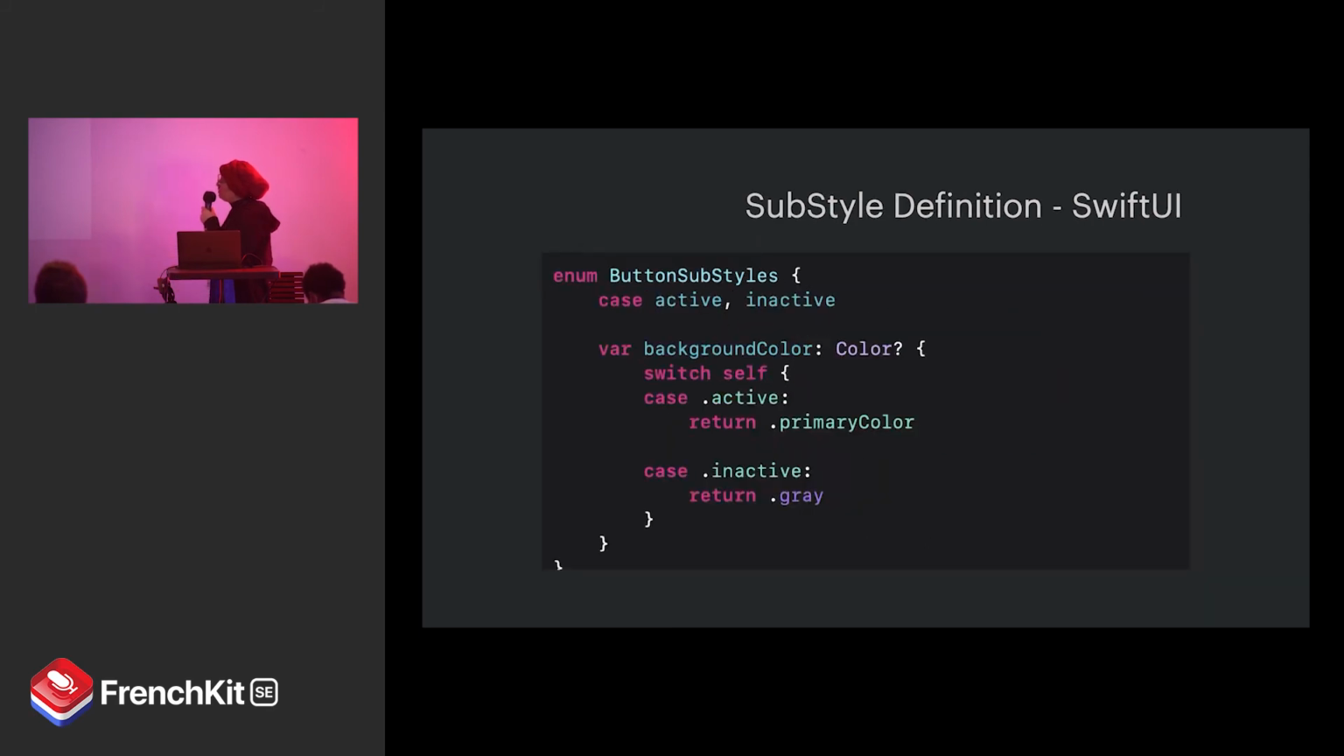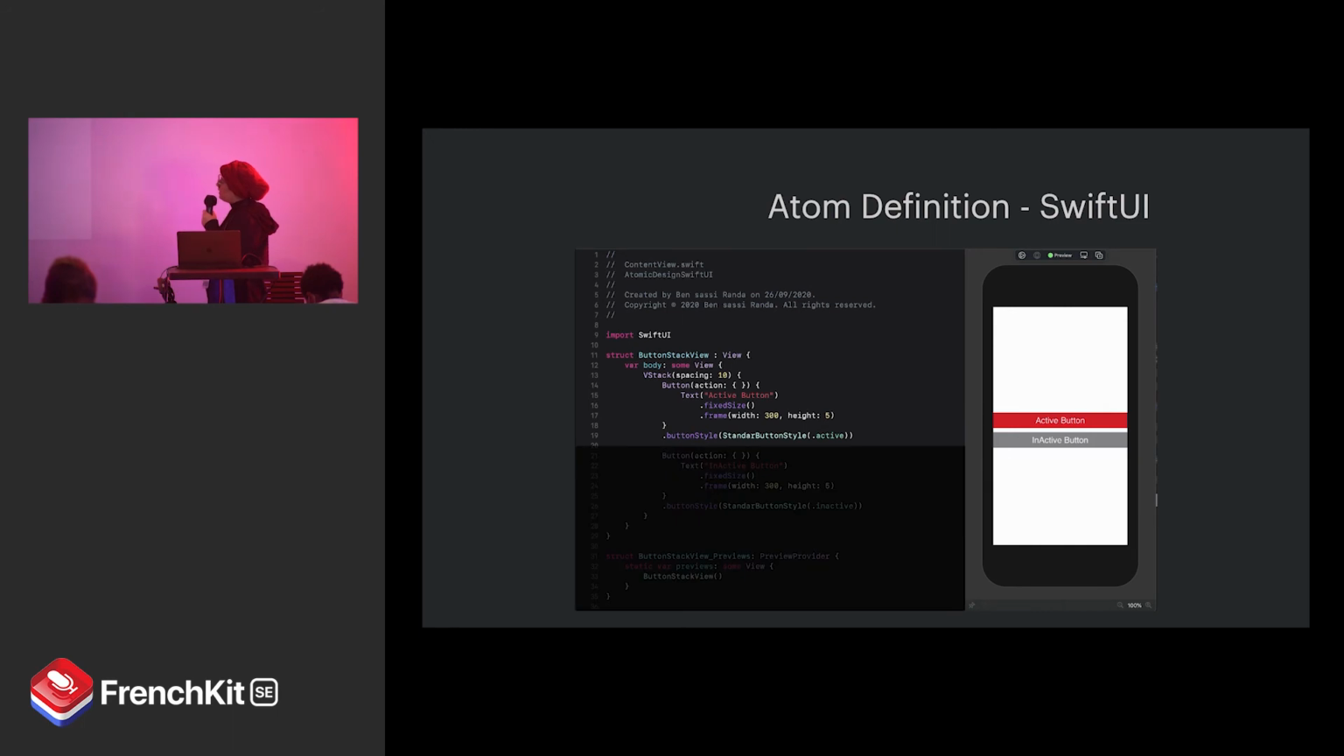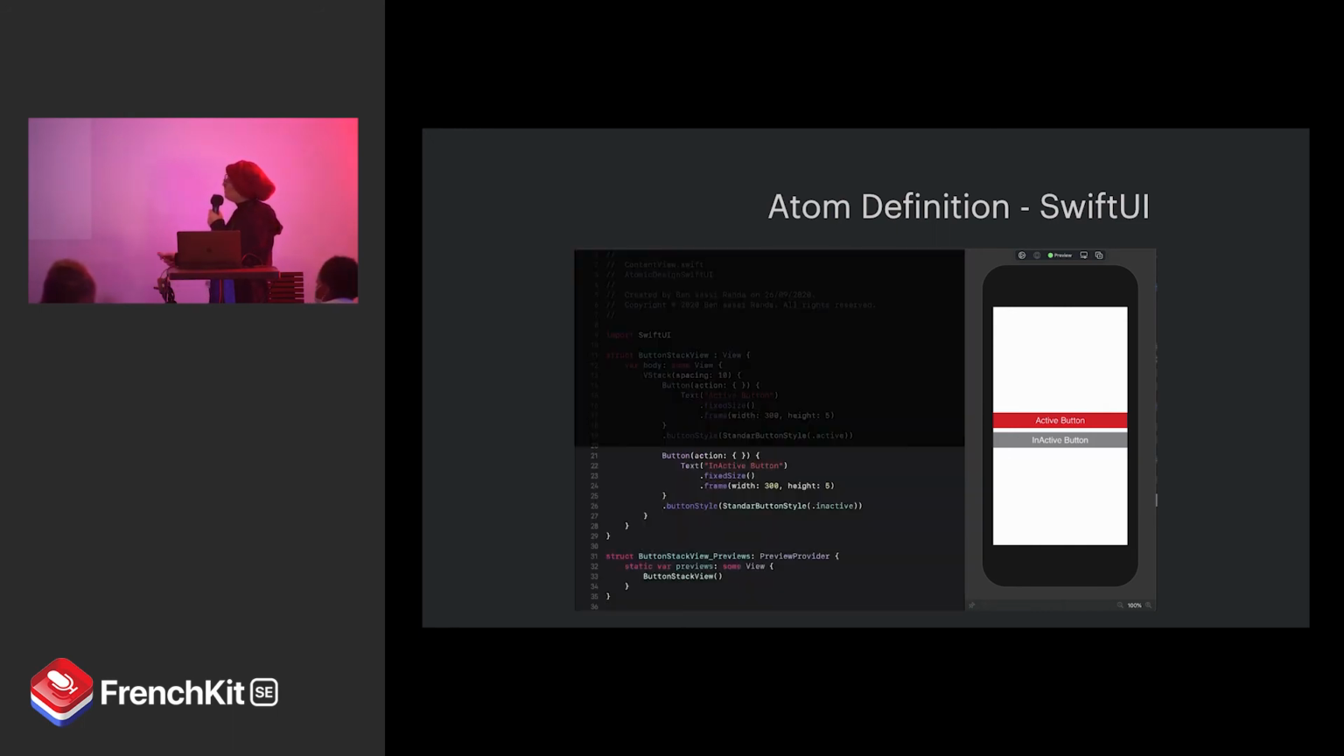We also created in the same way the active and the inactive style, the active style with a primary color and the inactive style with a gray color. Now in our view, we create a VStack, exactly the same, composed of two buttons. We applied the active style for the first one and the inactive style for the second one, and here is the same result. So we have seen how to create a button atom.